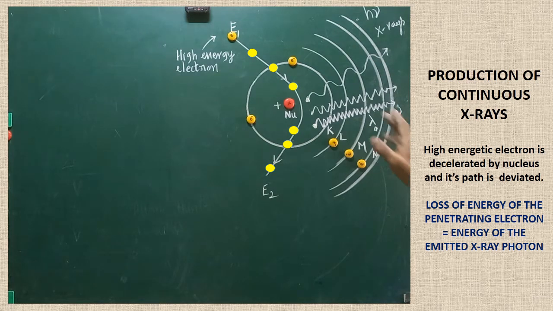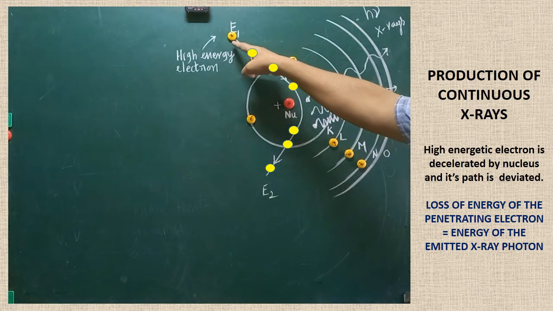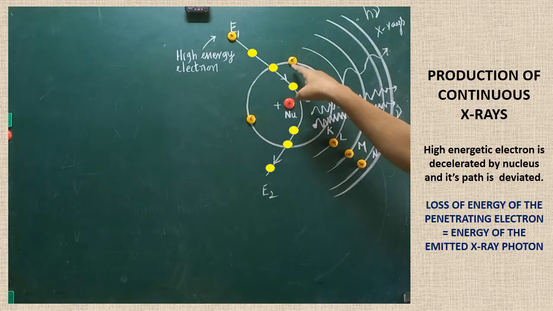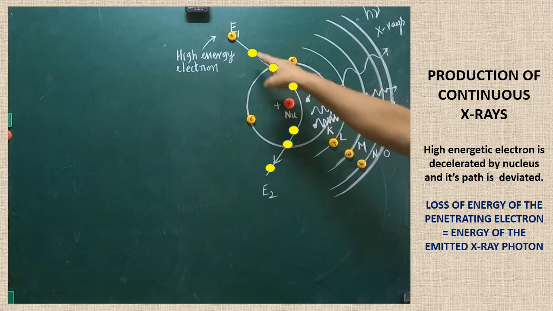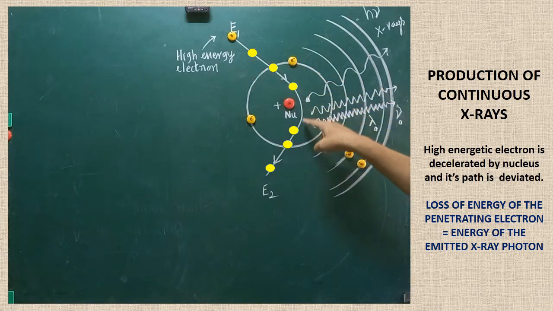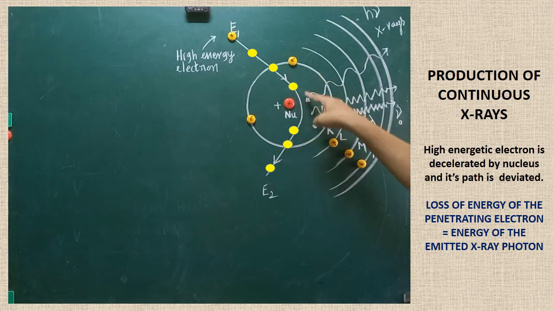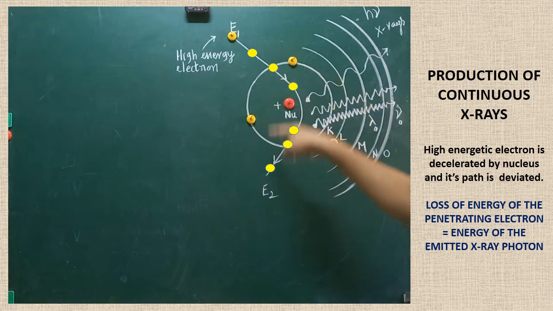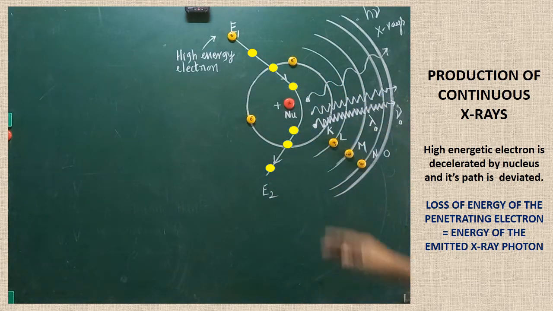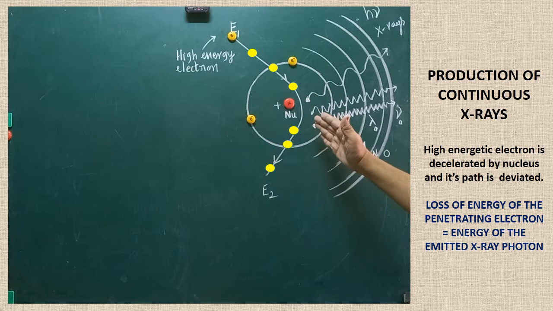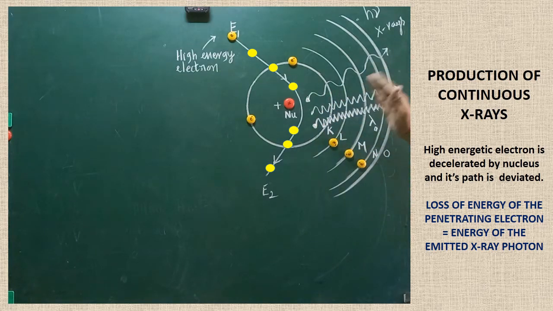Here there is no collision or interaction between the highly energetic electron and the electron in the orbit. The path is deviated only because of the Coulombian attractive force. So the energy is lost by the electron, and the loss of energy of the electron is emitted in the form of an X-ray photon.